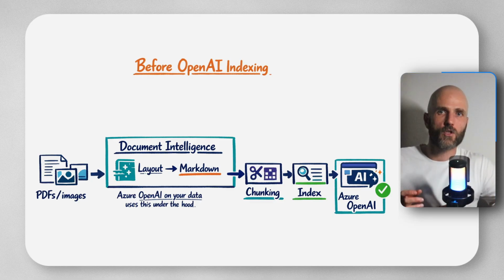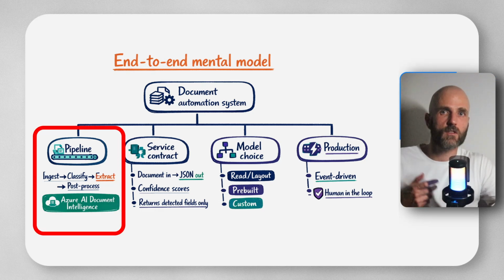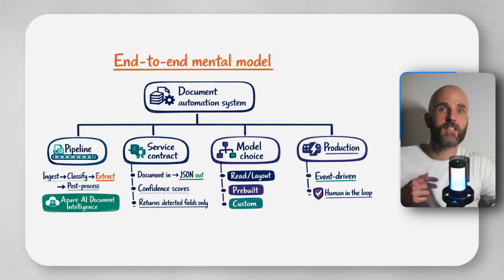So that's the production picture. It's event-driven, it scales, and Document Intelligence is just one box doing what it's good at, turning documents into structured output my code can work with. If I zoom out, document automation is a 4-stage pipeline: ingest, classify, extract, and post-process. And I keep a human in the loop when the decision is high stakes.